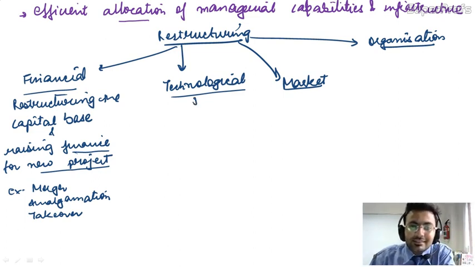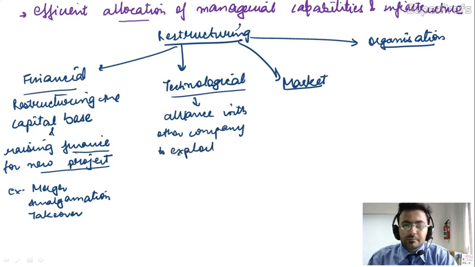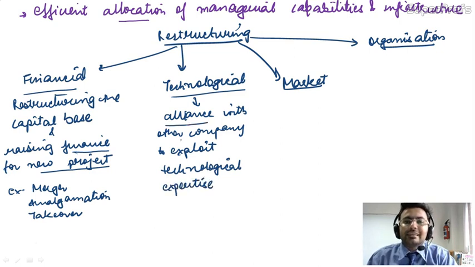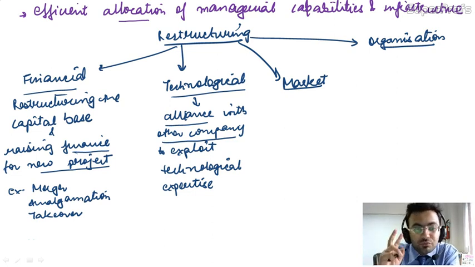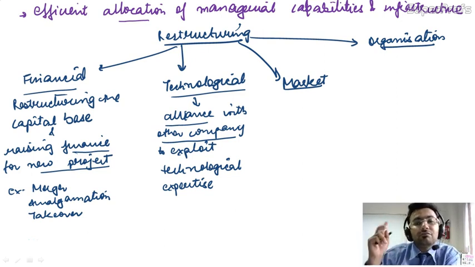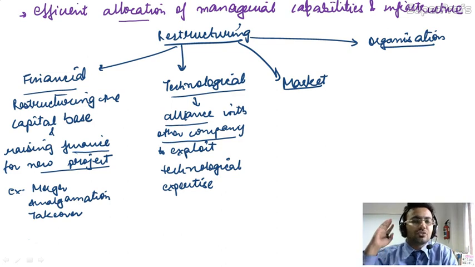When it comes to technology, technological restructuring is all about alliance with another company to exploit technological expertise. Just like the example I gave you, there's an Indian company which is a master in providing human resources, and they have a tie-up with a foreign company in Japan, which is a master in technology. So clubbing both of them, entering into a joint venture, doing mergers, amalgamations, or any kind of takeover will give them a restructuring of technology.